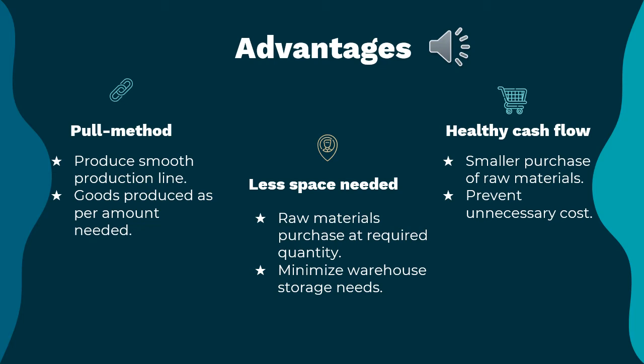The second advantage is less space needed. Since the raw materials are purchased in the required quantity, less warehouse or storage space is needed to store goods. The third advantage is a healthy cash flow. The just-in-time inventory system does not require a huge raw material purchase and only orders stock when needed. This reduces unnecessary cash outflows and helps maintain a healthy cash flow.